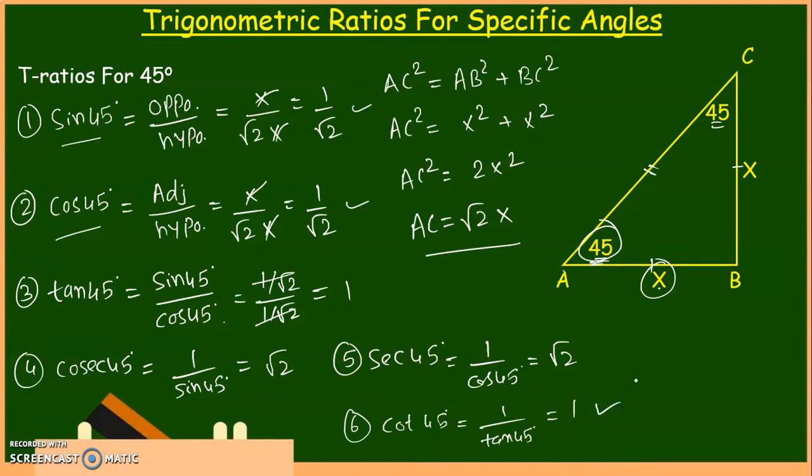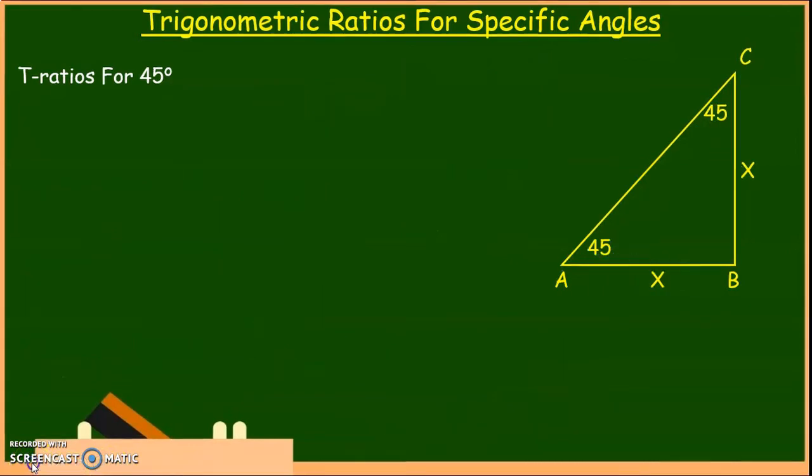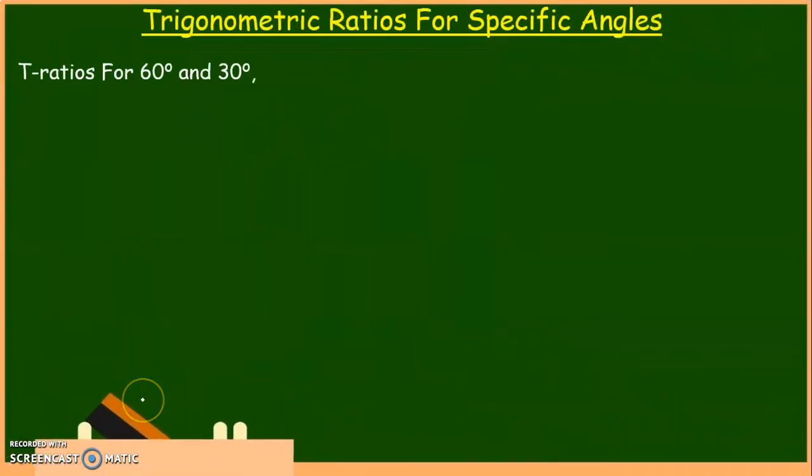So this way, if you find out the values of sine and cos, the rest of the trigonometric ratios you can easily find out. This way we can find out the values of trigonometric ratios for 45 degrees. Now let's find out the values of trigonometric ratios for other angles. Let's find out for 60 degrees and 30 degrees.